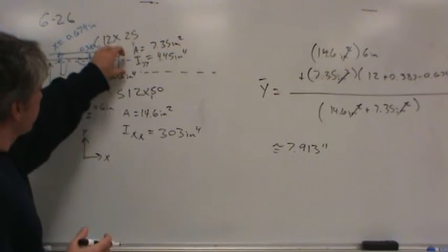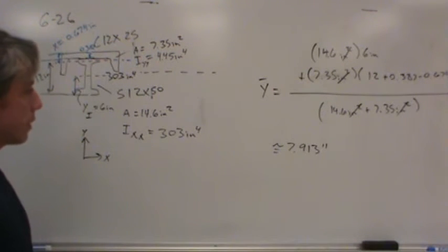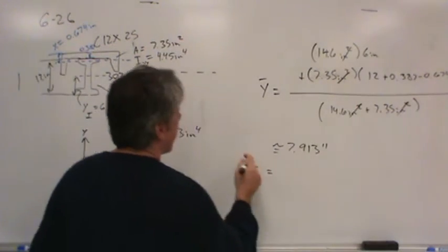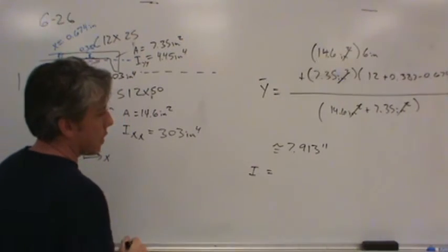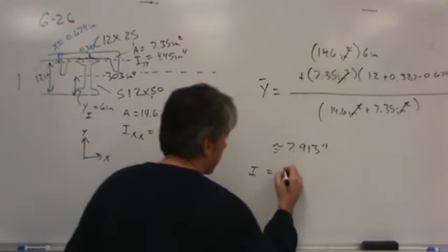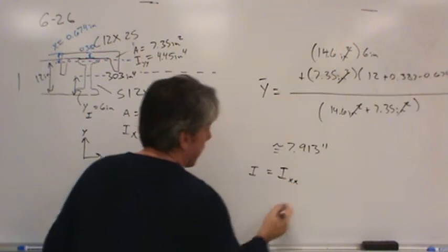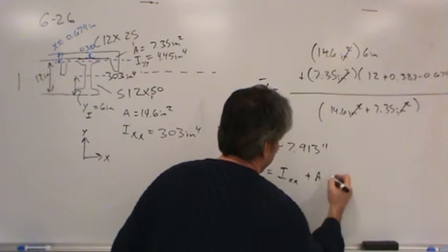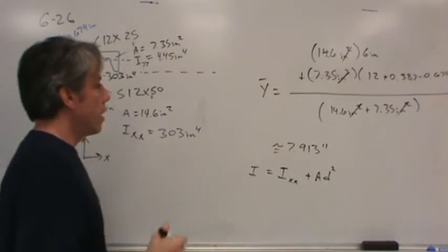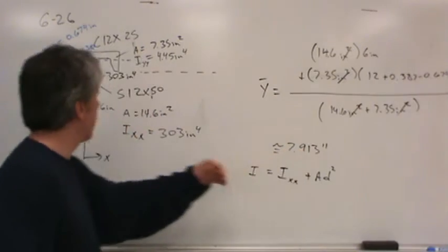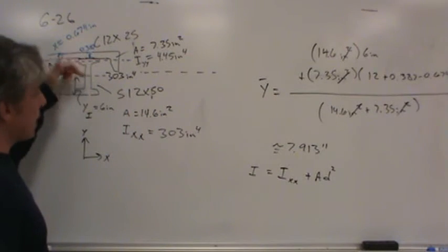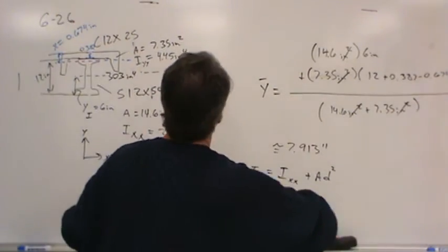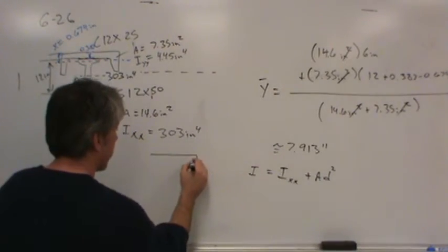But the C-channel has a lot of area. So the next thing to do is to calculate the area moment of inertia about that centroid, about that 7.913 inches. To do that, we just use the parallel axis theorem. You use the area moment of inertia about the original centroid of the area plus the area times the distance squared from this axis to the axis of interest. So for example, let me draw, yeah, there's some space. Let me draw the I-beam down here.